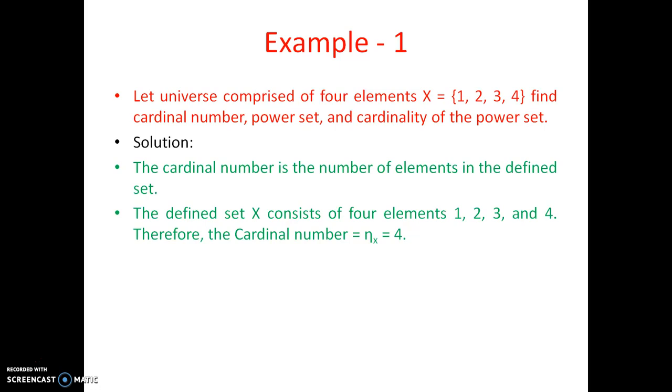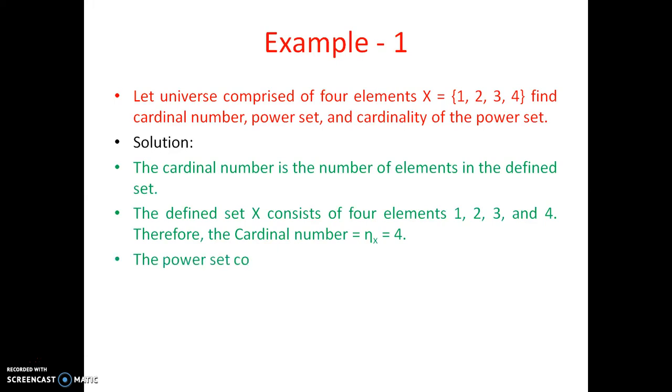So out of 1, 2, 3, 4, I can frame one set with number 1, a second set with 2, a third set with 3, and a fourth set with 4. Next, a fifth set with {1, 2}, a sixth set with {1, 3}, {1, 4}, like that. And I can't say {2, 1} is one more set, so that's removed. Again, {2, 3} and {2, 4}. I can't say {3, 2}, it's already taken. {3, 1} is already taken, so {3, 4}, and finally {1, 2, 3, 4}, and before that or after that, there is a null set. The null set should also be included in the power set.